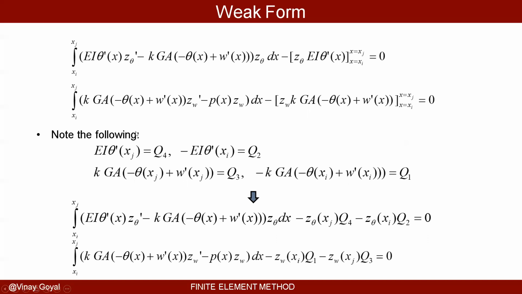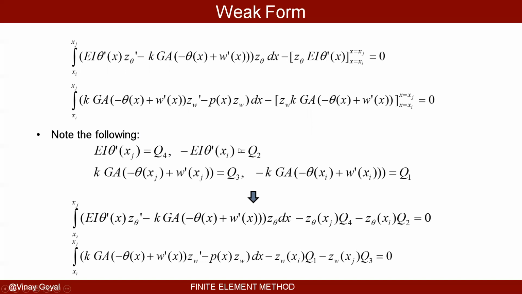Now, we're going to substitute some quantities here, and these are basically your natural boundary conditions. So anywhere you see EI theta prime, we're going to put that Q4 there, Q2 for the i node. So I'm basically looking at nodes i and j for a single element. We also have this one here, which I'm going to call Q3. And then this one here I'll call Q1.